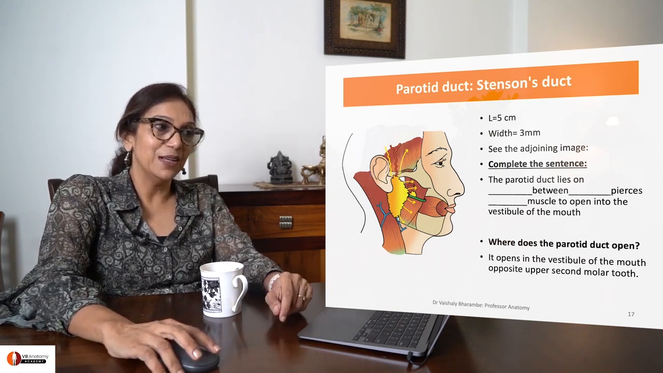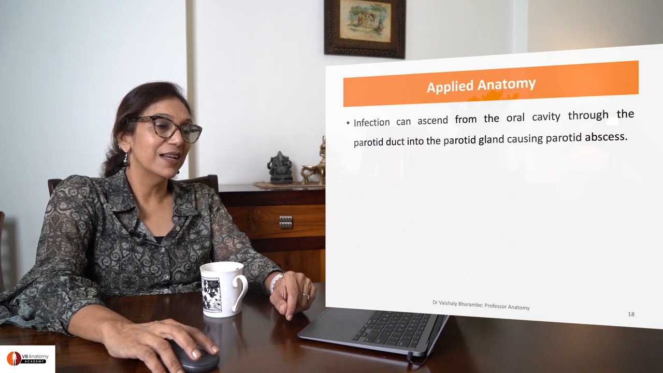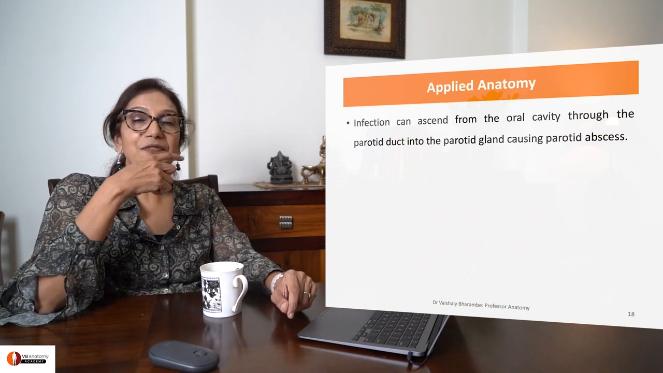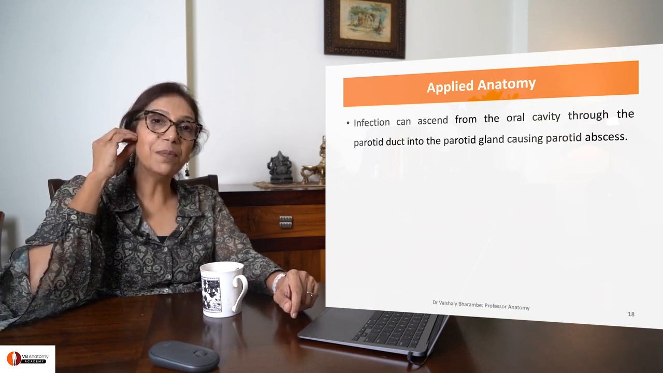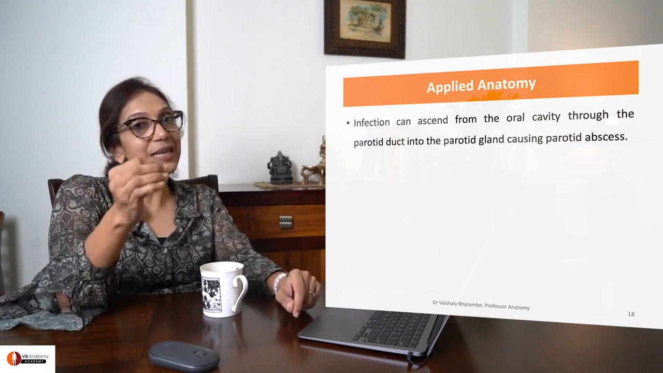Okay, right. So that's the Stenson's duct. Applied anatomy is that infection from your mouth can ascend through the parotid duct to the parotid gland, resulting in parotid abscess.